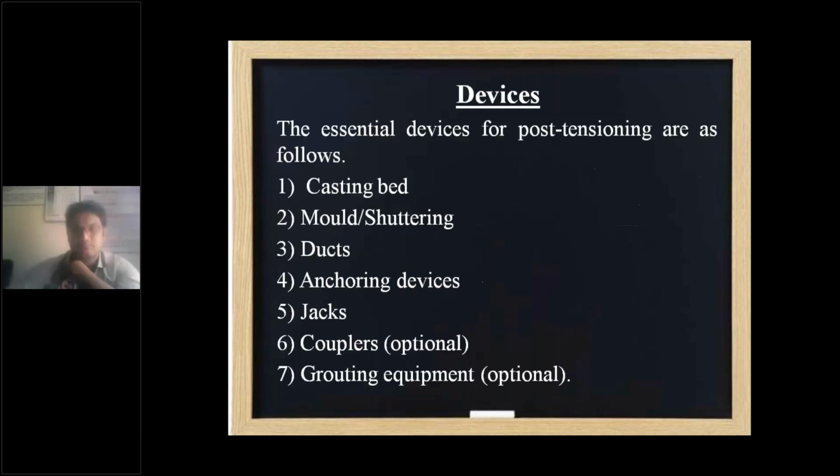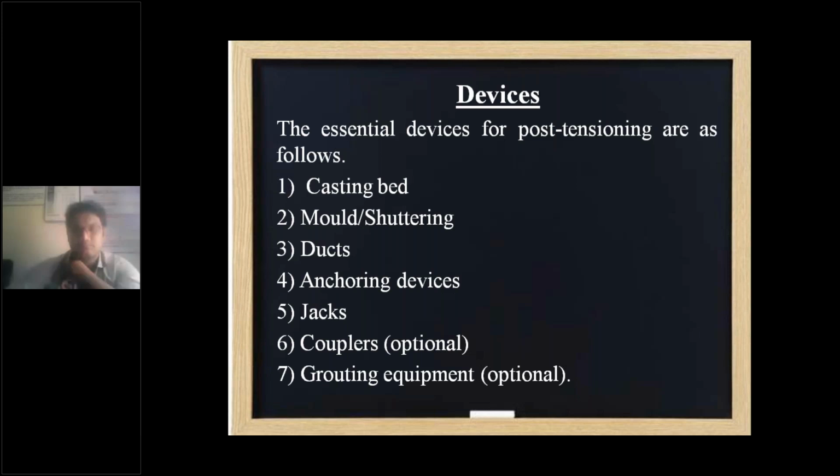And as we spoke about the devices, the devices which we use for post tensioning are, first, a casting bed. You require a casting bed. Second is mold or shuttering, to cast that particular girder or beam in the shape of a rectangular shape, an I shape or a T shape. You require a mold, isn't it? That we call shuttering.